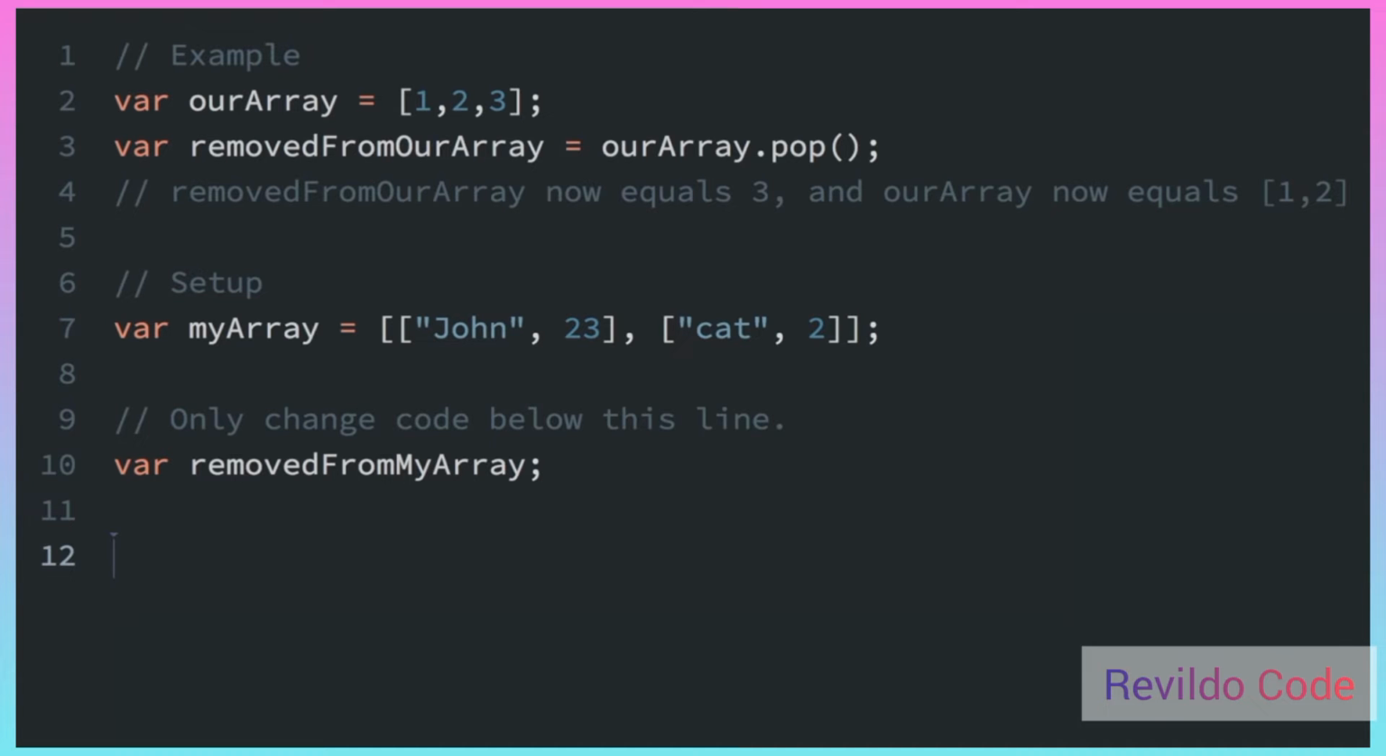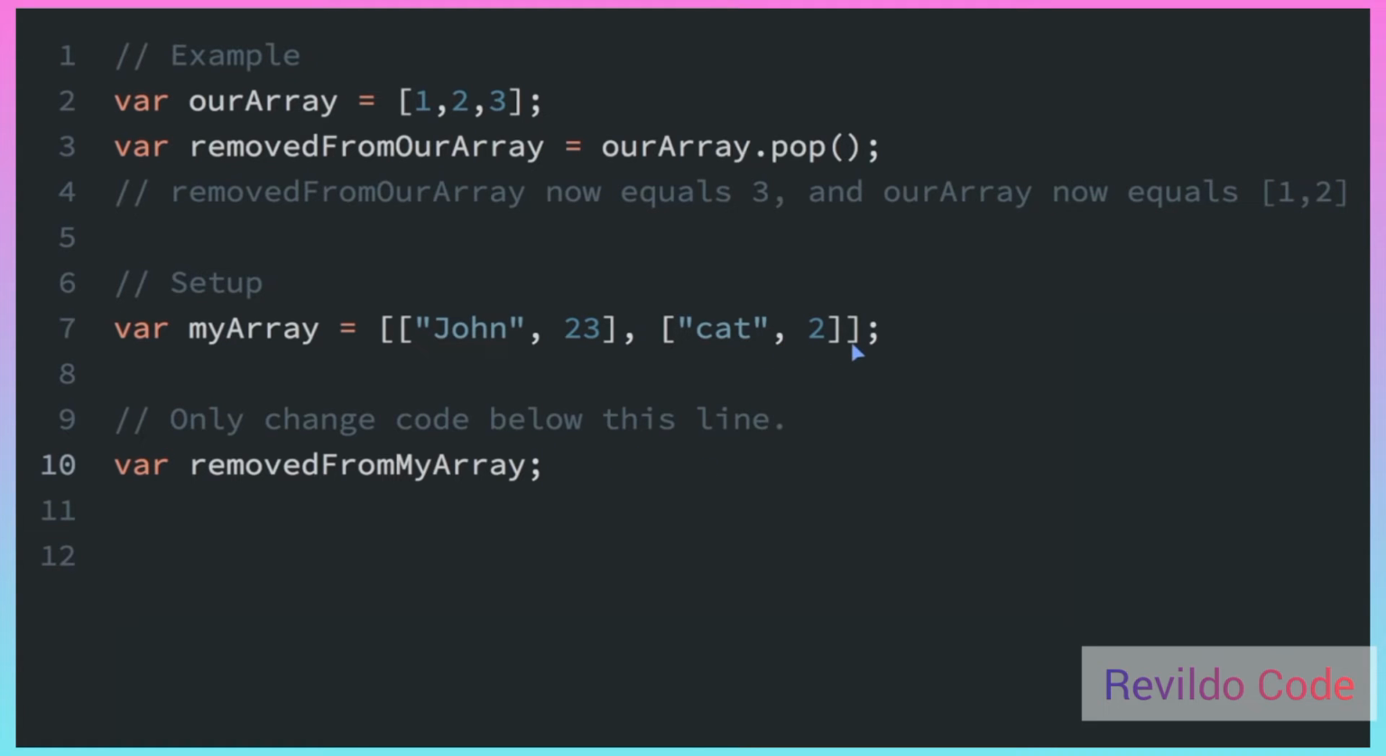We can remove an item from an array with the pop function here. So see this pop here? And then we know it's a function because of the parentheses at the end of the word pop. So the array starts with 1, 2, 3. So now we do this array.pop, and it's going to remove the last element, which is the 3, and then it's going to put it right into this variable here. So now, as you can see down here, remove from our array now equals 3, and then our array is going to equal 1, 2, because the 3 has been popped off.